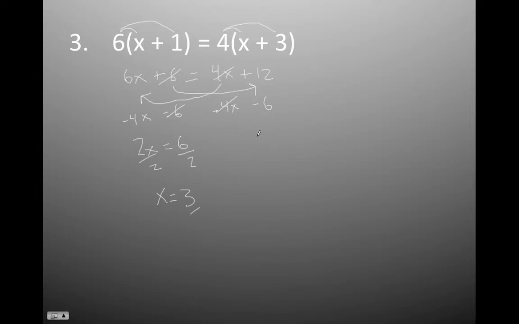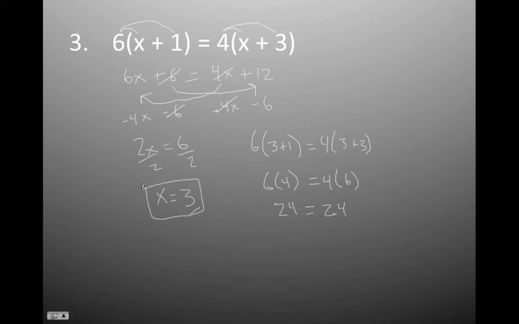Come over here and check our answer. 6 times (3 plus 1) equals 4 times (3 plus 3). I know that 3 and 1 is 4, so 6 times 4. And 4 times (3 plus 3) is 4 times 6. 6 times 4 is 24, and 4 times 6 is also 24. Which means x equals 3 is the solution.